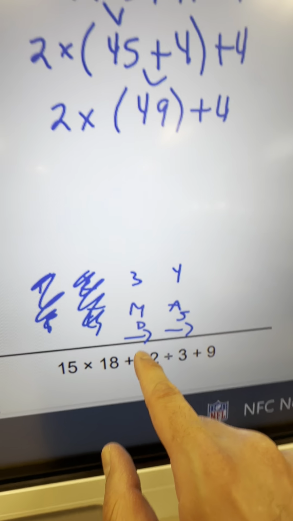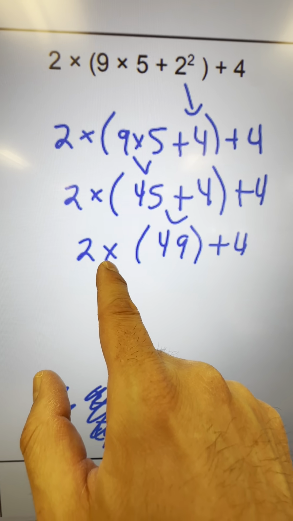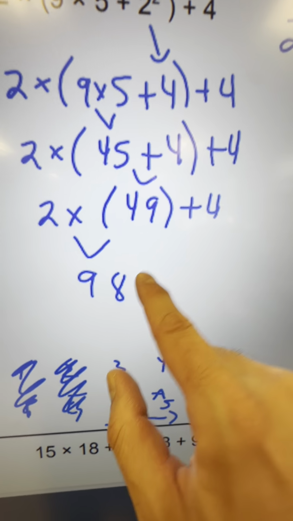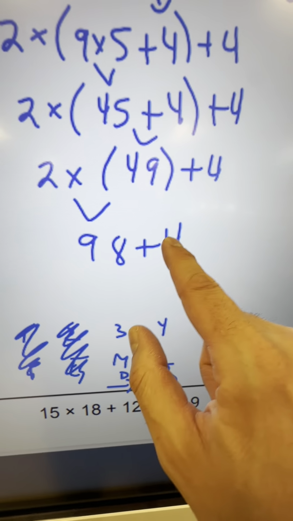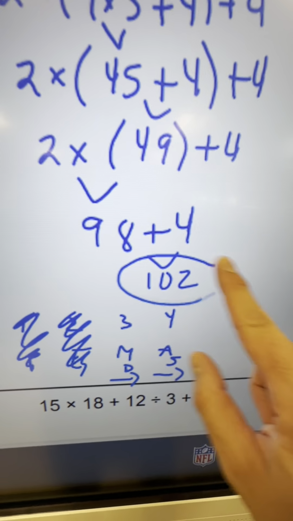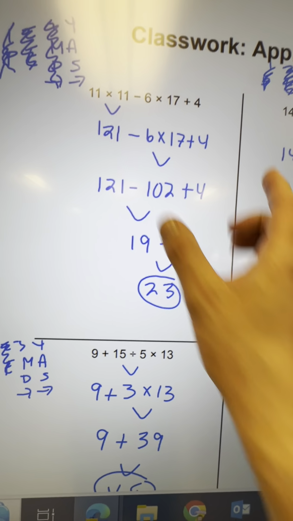Step 3, multiply and divide from left to right. We do have multiplication here, so I'm going to multiply these together first, which gives me 98. Bring down my plus 4. And 98 plus 4, that's all that's left to do. It gives me 102.